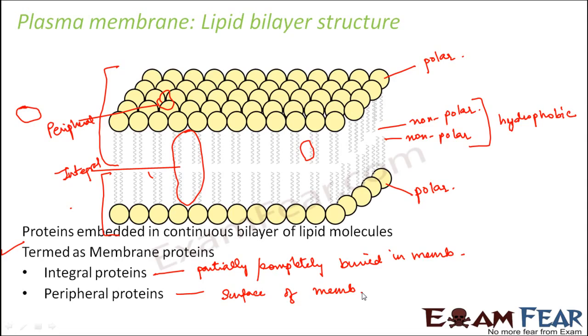Right? So I hope this basic structure is clear now. Two layers of lipids such that the hydrophobic ends of both of them meet at the center, and proteins are present either inside, which are called integral proteins, or on the surface of the membrane, called peripheral proteins.